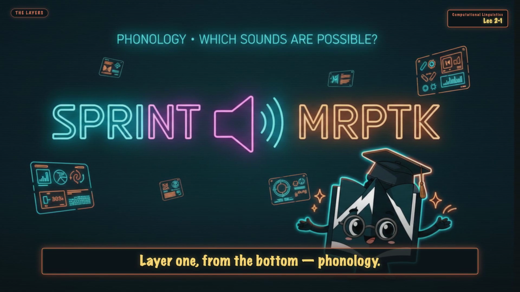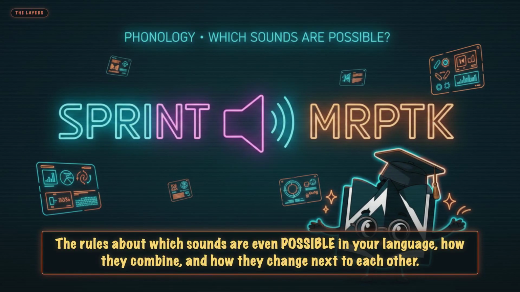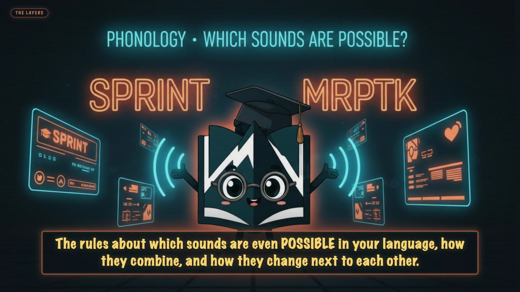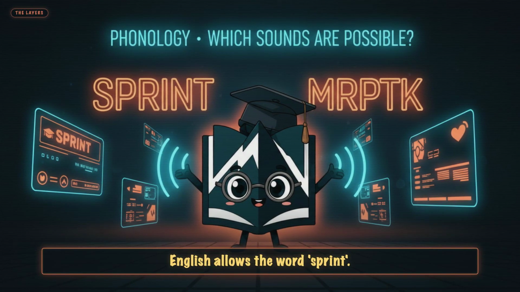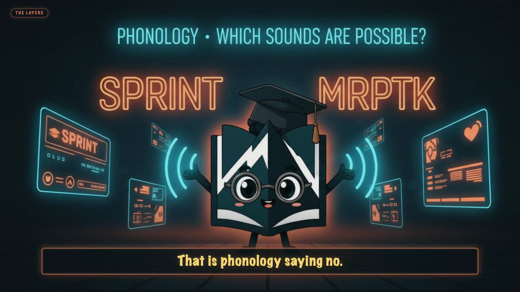Layer 1, from the bottom, phonology. The sound system, the rules about which sounds are even possible in your language, how they combine, and how they change next to each other. English allows the word sprint. It does not allow mrptk. That is phonology saying no.